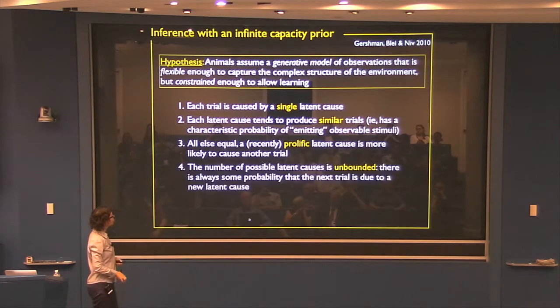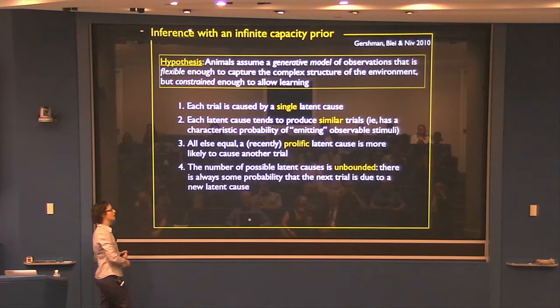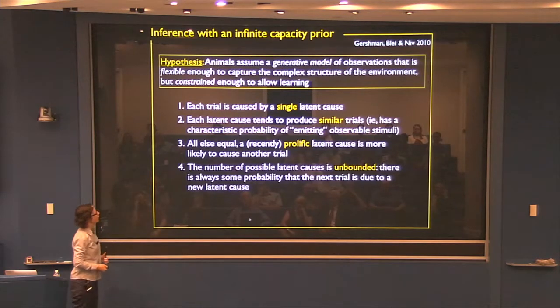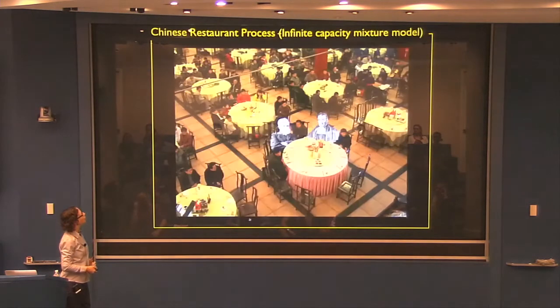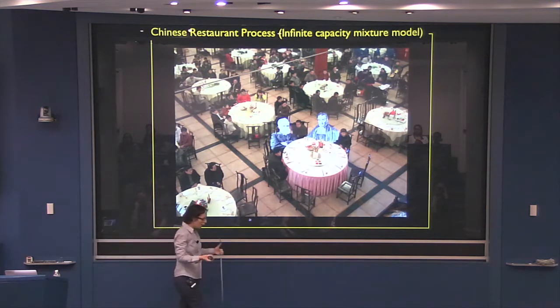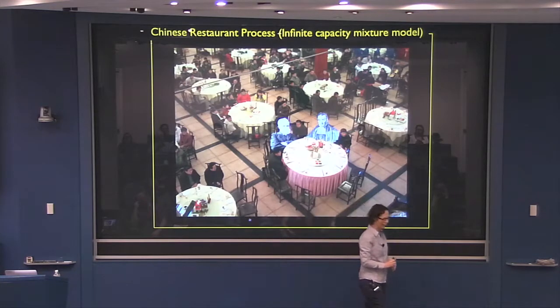But you still need the flexibility, and that comes here in number 4, where the number of possible latent causes is unbounded. So the animal does not commit in advance that there are only going to be 3 latent causes or 4 latent causes. There's always some probability that the next trial is due to a new latent cause. So taking all of this together, this is also called the Chinese restaurant process prior. This is a mathematical prior that was invented by people in, I believe, Stanford.